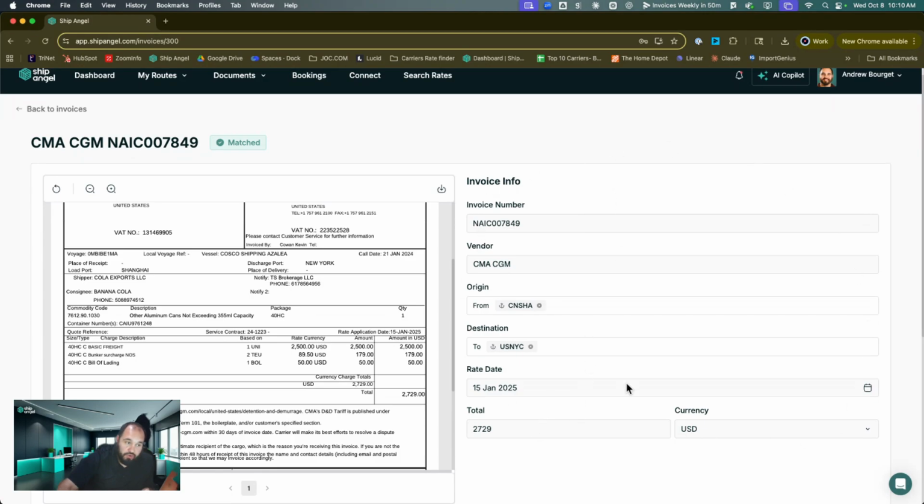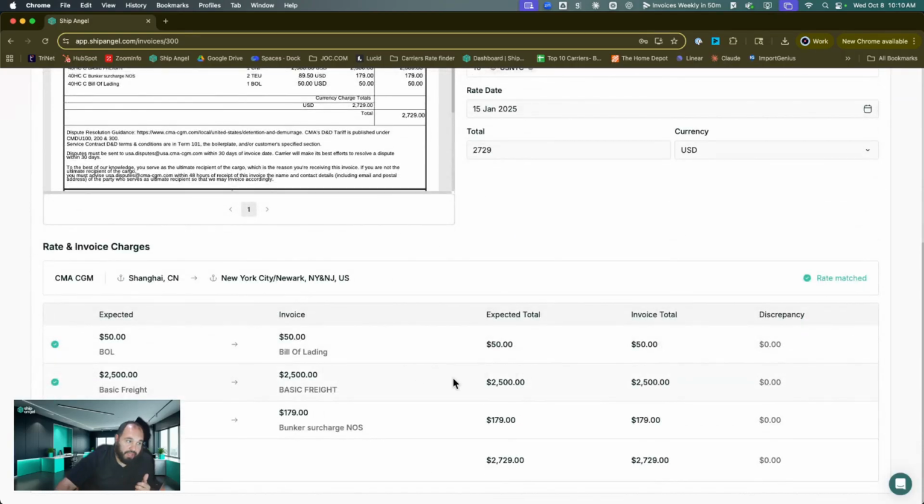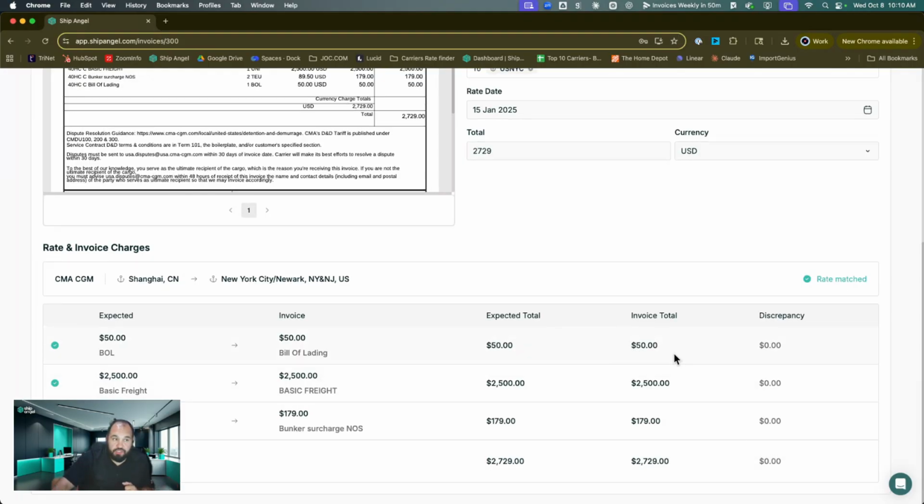And what it allows us to do is pull out the relevant shipment information: invoice number, carrier, from, to, the price calculation date, the total cost. In addition, we can match these up against the totals that we expect for this shipment on this lane. We expected a $50 BOL charge, a $2,500 base freight, and a $179 bunker charge. The invoice gave us those exact values. So ultimately, there's no discrepancy on this. The rates matched. Your team can mark this for payment.